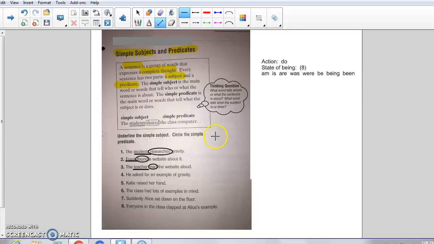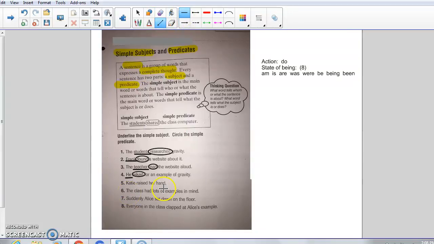All right. Number 4, he asked for an example of gravity. We have he is a pronoun. Okay. Could be replacing the teacher maybe. Example is a noun. It's a thing. And then gravity is also a thing. So we have 3 nouns. Which one actually did something here? Subject is he. What did he do? That's our action verb. He asked. Is it a sentence? Is it an independent clause? He asked for an example of gravity. Makes sense on its own. It is a sentence. Next one, Katie raised her hand.